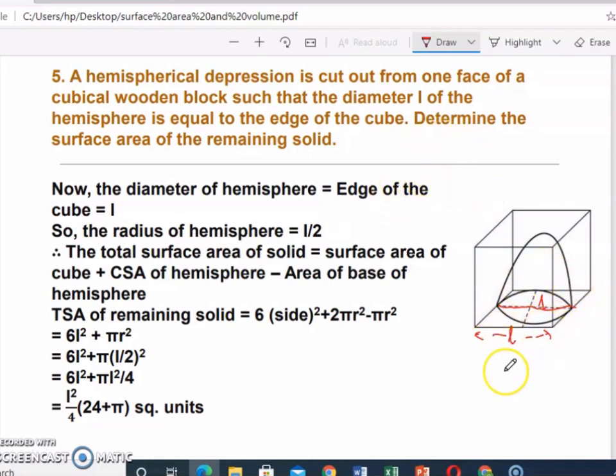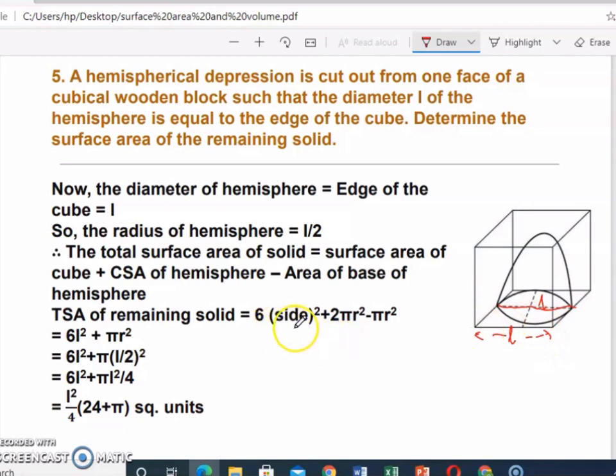Determine the surface area of the remaining solid. So this is a cube, and inside that there is a spherical depression which is scooped out. So the surface area of the remaining solid will be the total surface area of this entire cube plus the curved surface area of the hemisphere minus the area of the base of the hemisphere.